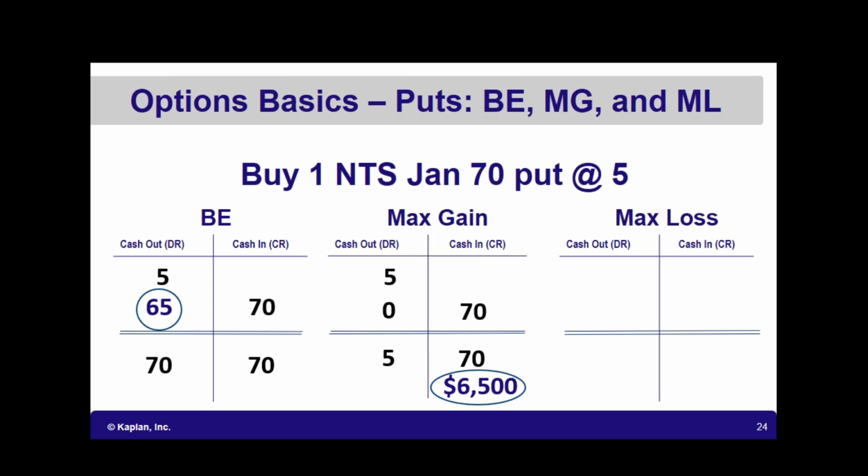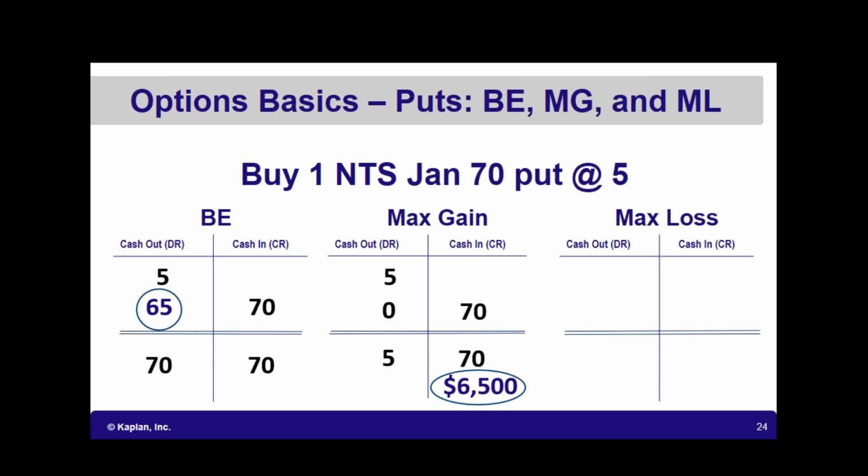However, if this investor were to invest in 2 NTS January 70 puts, instead of their maximum gain being 6,500, it would be 65 times 200 shares, or $13,000. See what I did? I took my break even and I multiplied by not 100, but 200 shares. By multiplying by the 200 shares, that gives me 13,000.